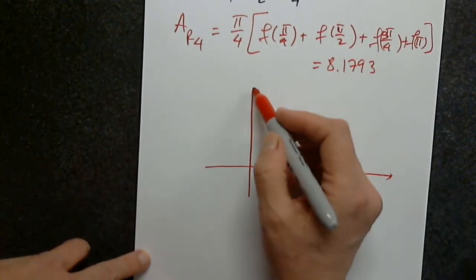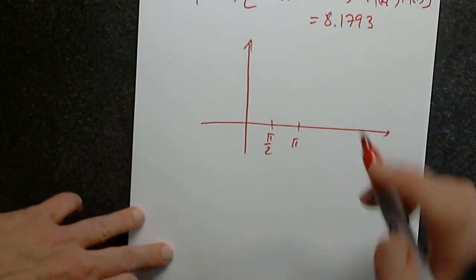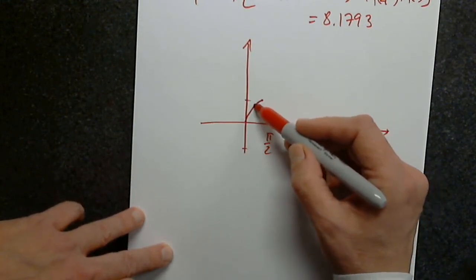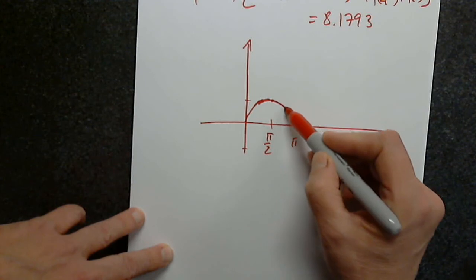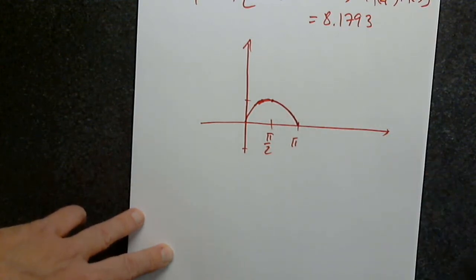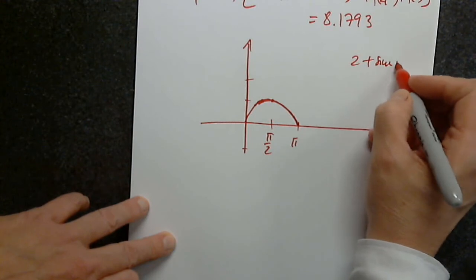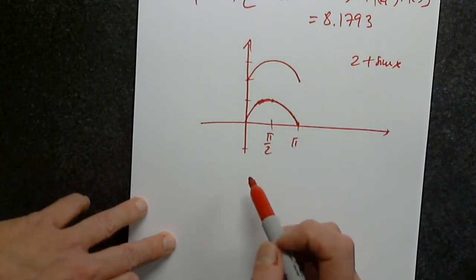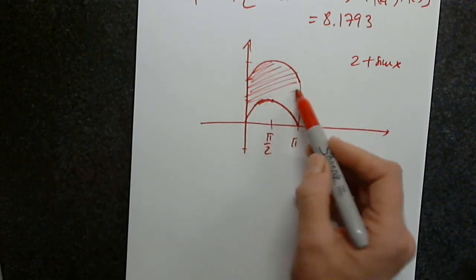So the interval is between 0 and pi. So this is pi over 2 and this is pi. And the graph of sine, it's 1 at pi over 2, and it's 0 at pi. Okay, I see. So if we shift this graph, because that's what 2 plus sine x is, then the graph looks like this. So the area that we are looking for is this.